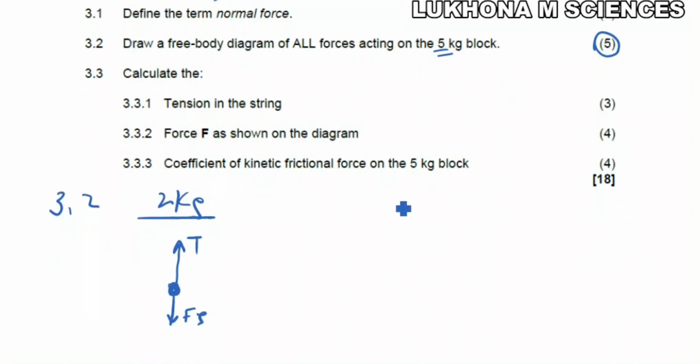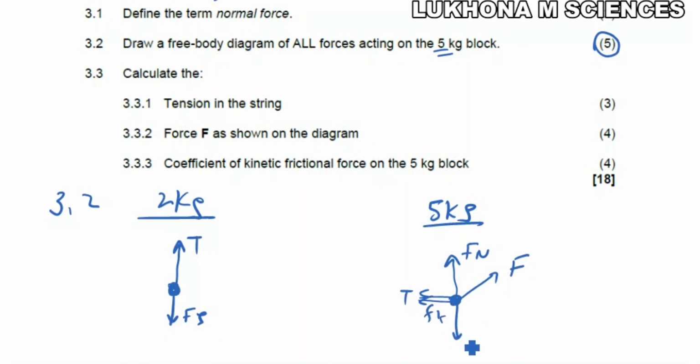Then we write here 5 kg. Sorry. So for the 5 kg block, the free body diagram, that is 5 kg. We have a force going up, which is a normal force. Then another force here, that is the force applied. Then we have a tension and a friction, so we have a tension and a friction, and the weight.